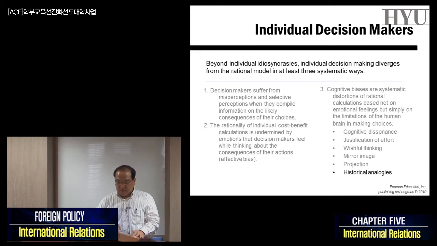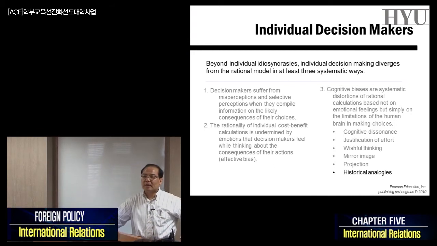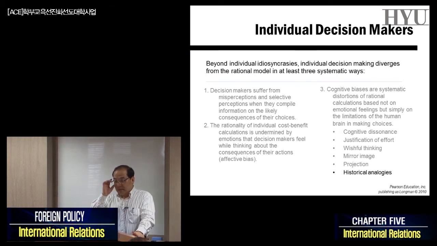Crisis decision making is a long explanation, but essentially crisis management means that individual decision makers are not free from irrational decision making, probably under a crisis situation. There are so many things happening at the same time, so that in and of itself leads to irrational decision making.